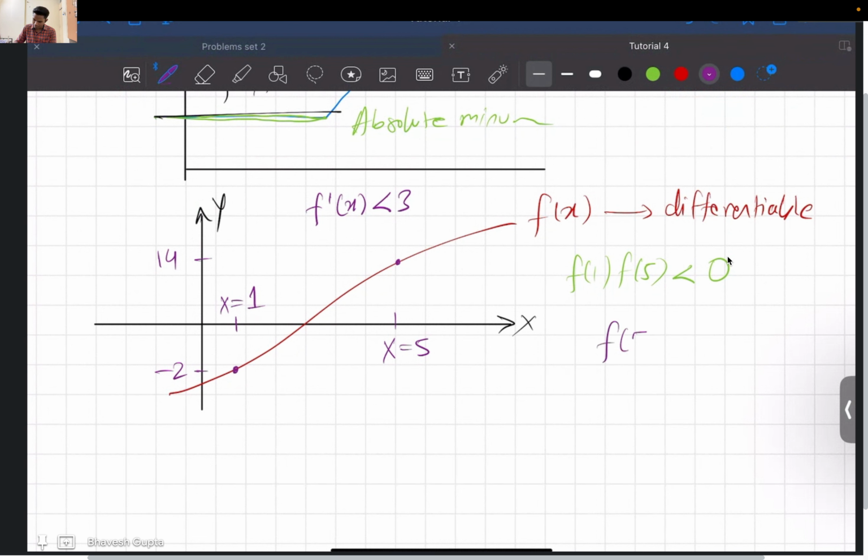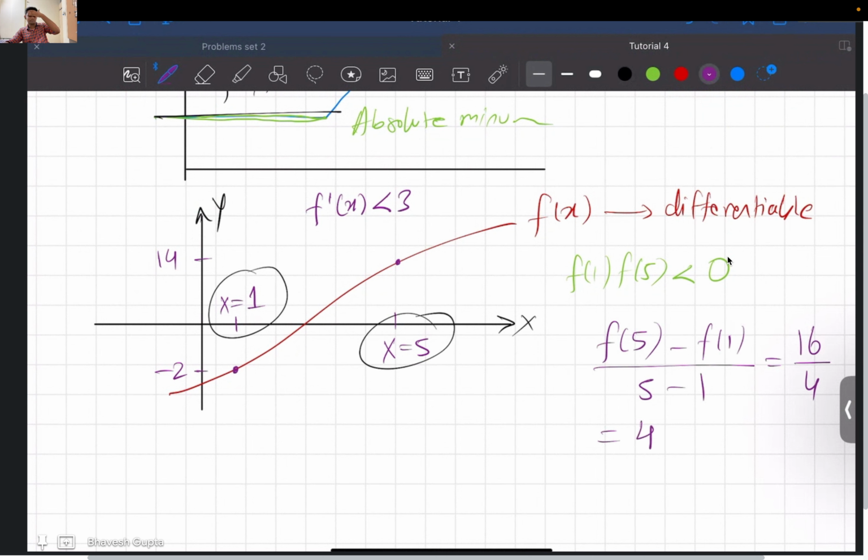We will first find what the average slope is, with respect to x equal to 1 and x equal to 5. The way we can check the average slope is we first take the difference in the y-axis, then the difference in the x-axis, and this turns out to be 14 plus 2 is 16, over 4, which turns out to be 4, right? And this is what an average slope is.